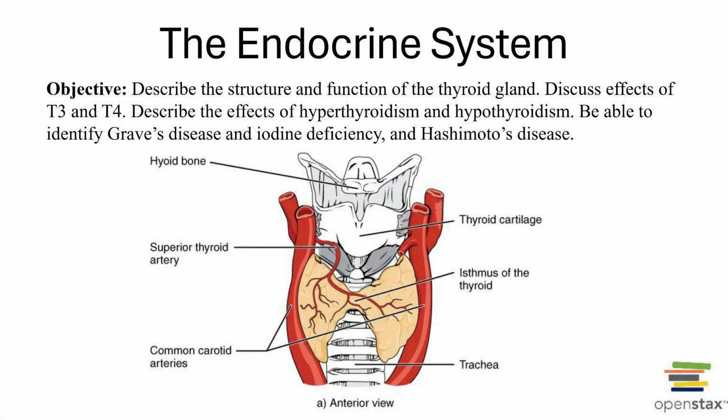In summary, thyroid hormones regulate metabolic activity, cardiovascular function, and normal development. Because these hormones influence nearly every tissue in the body, disorders of the thyroid gland produce widespread systemic effects.